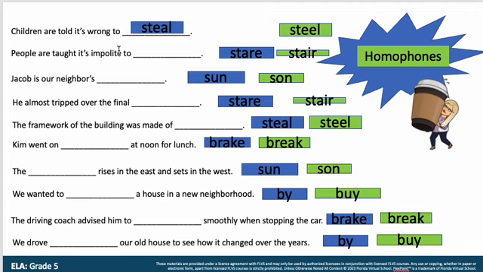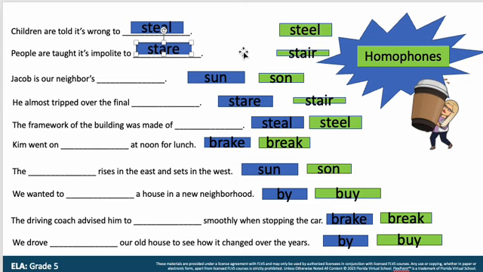Next, we have: people are told that it is impolite to stare. So we have stare, S-T-A-R-E, and then stair, S-T-A-I-R. Stair, S-T-A-I-R, is like I need to go up a stair. Stare, S-T-A-R-E, means that you're looking at someone a little too long and it's becoming awkward.